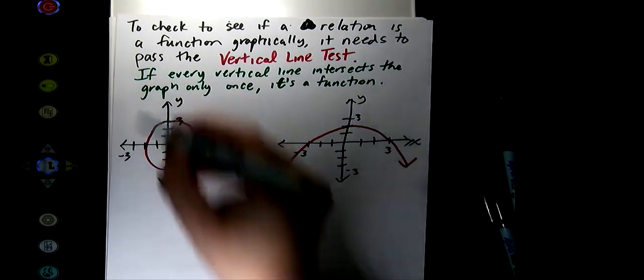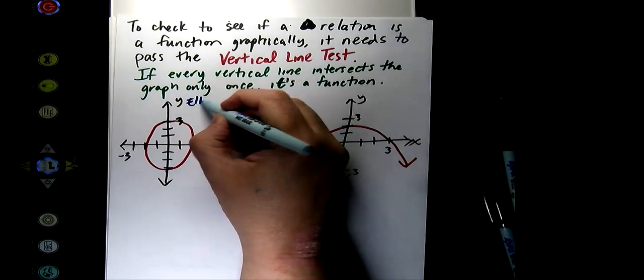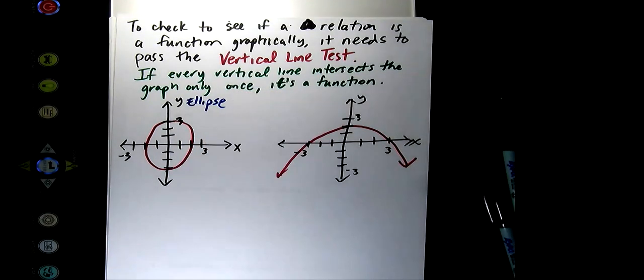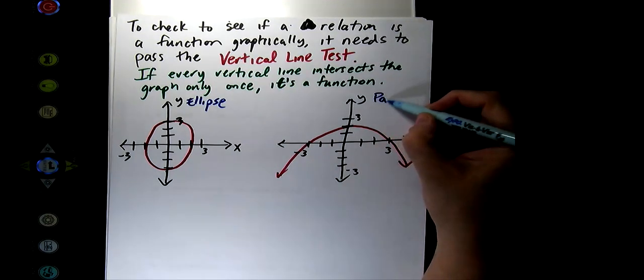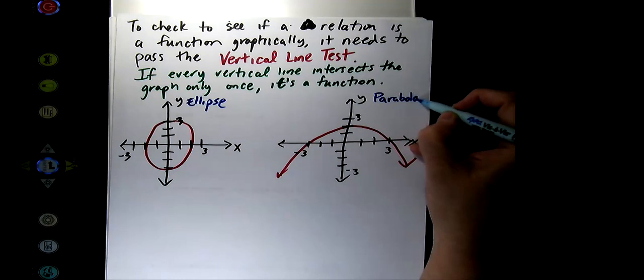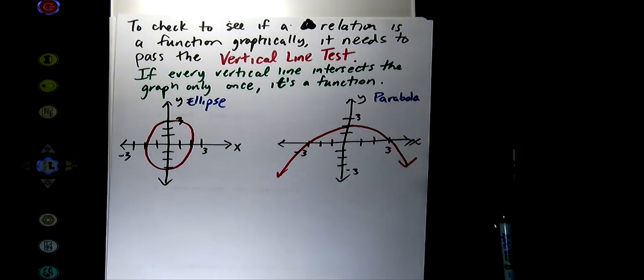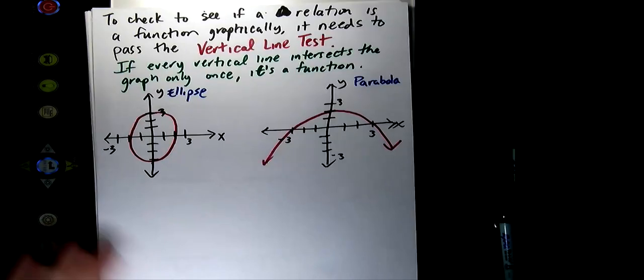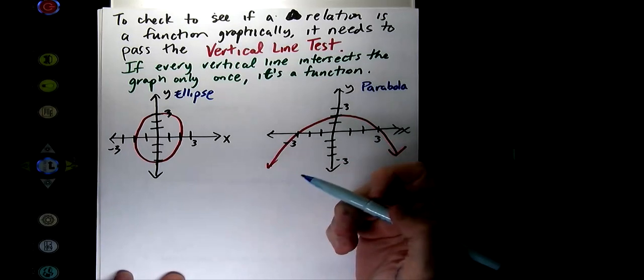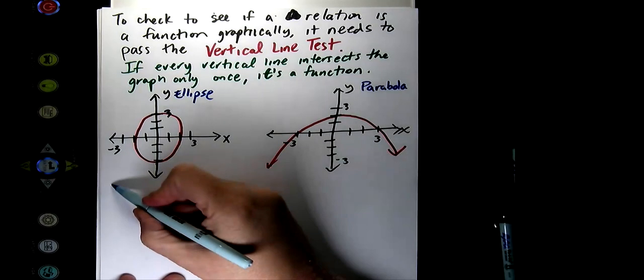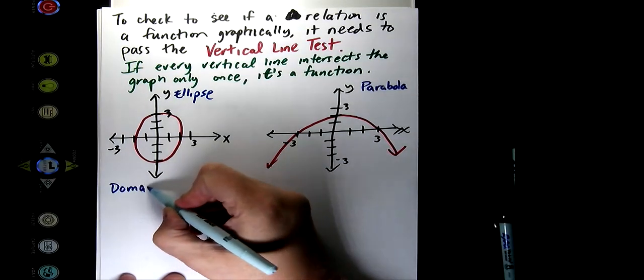Right, so what I have on the left is an ellipse, we'll see how to do those later this semester. And what I have here on the right is called a parabola. Also on the agenda for this semester. Before we take a look at that vertical line test, let's just note what the domain and range is for each of these.